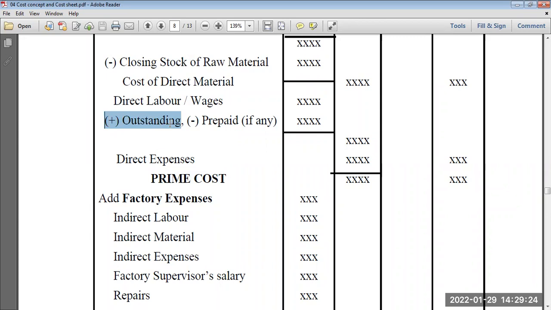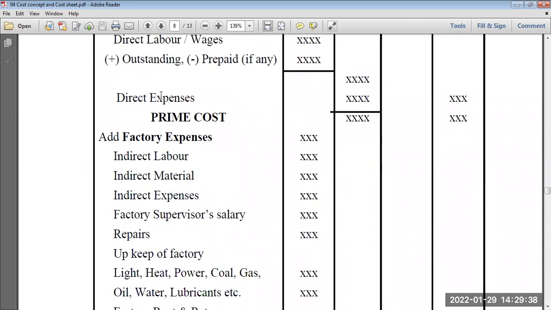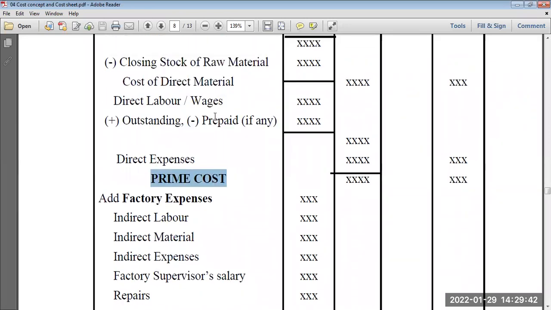What is this outstanding and prepaid? If you have any amount yet to be paid, or you paid any extra amount, then for the extra amount paid you have to subtract, and for the amount yet to be paid you have to add it. So the total is equal to prime cost. Direct material, direct labor, direct expenses, all put together we call prime cost.